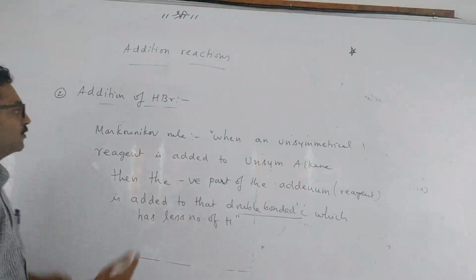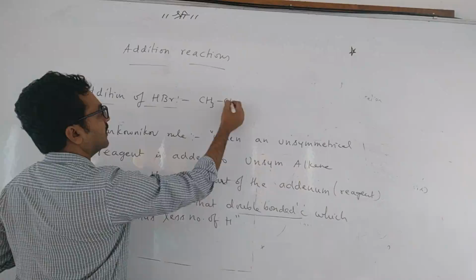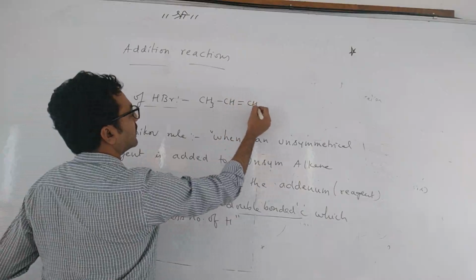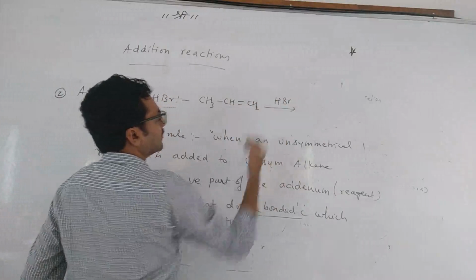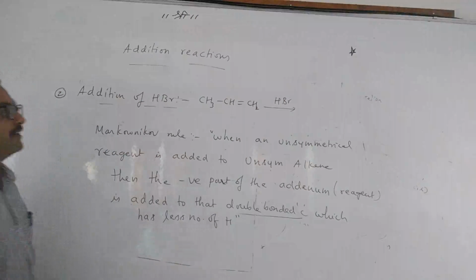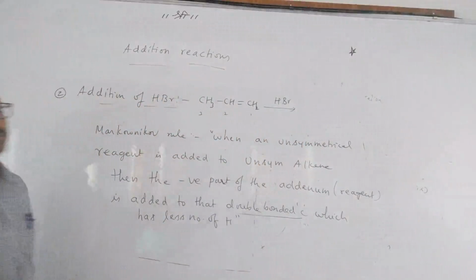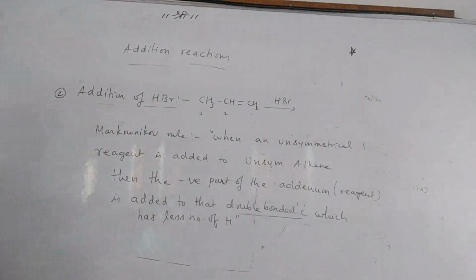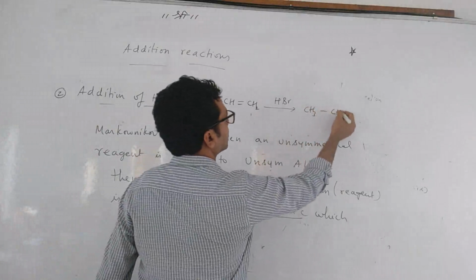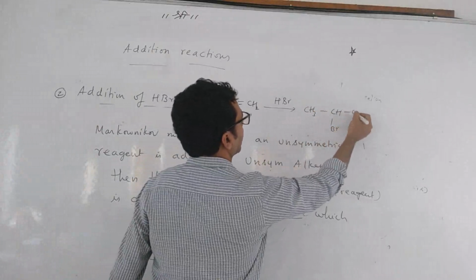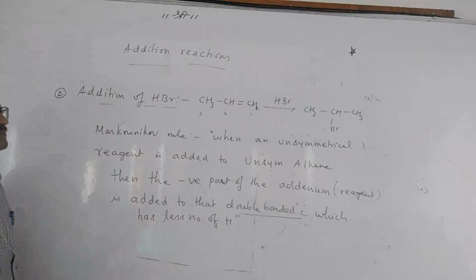Okay? So now you tell this. CH3 CH double bond CH2 is there. Now I am adding HBr. So where will Br come, children, and where will H come? I am giving the numbers now. Where will Br come? Second position, right? CH3, CHBr and CH3.